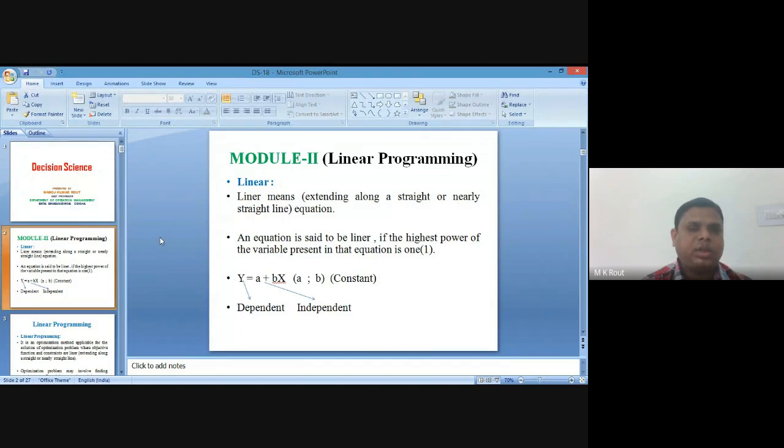Suppose this is the equation. In that case, y is known as dependent variable and a plus bx is known as independent variable, and where a and b are constant.